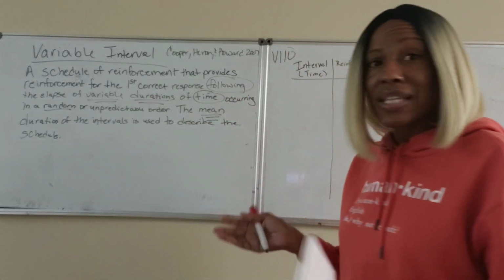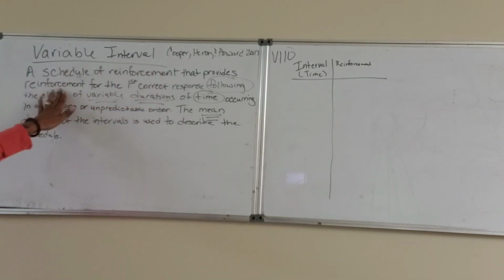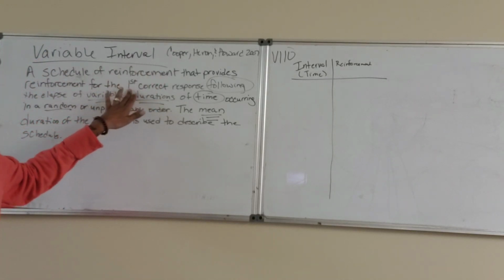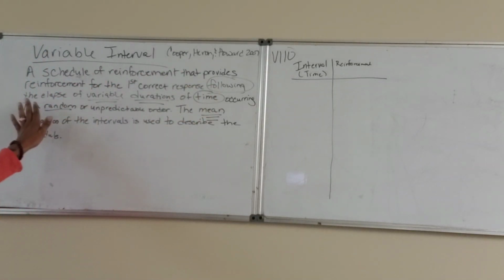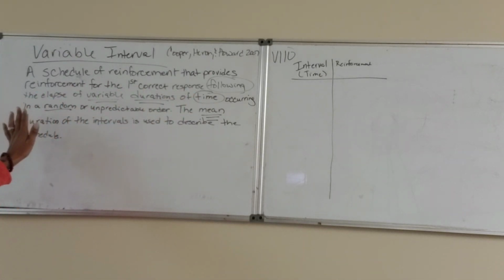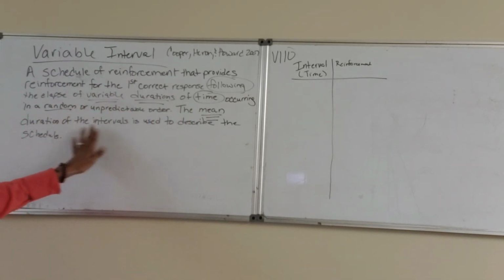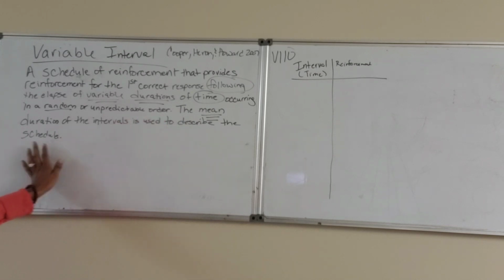All right, so let's look at the actual definition. A schedule of reinforcement that provides reinforcement for the first occurrence following the elapse of a variable duration of time occurring in a random or unpredictable order. The mean duration of the interval is used to describe the schedule.